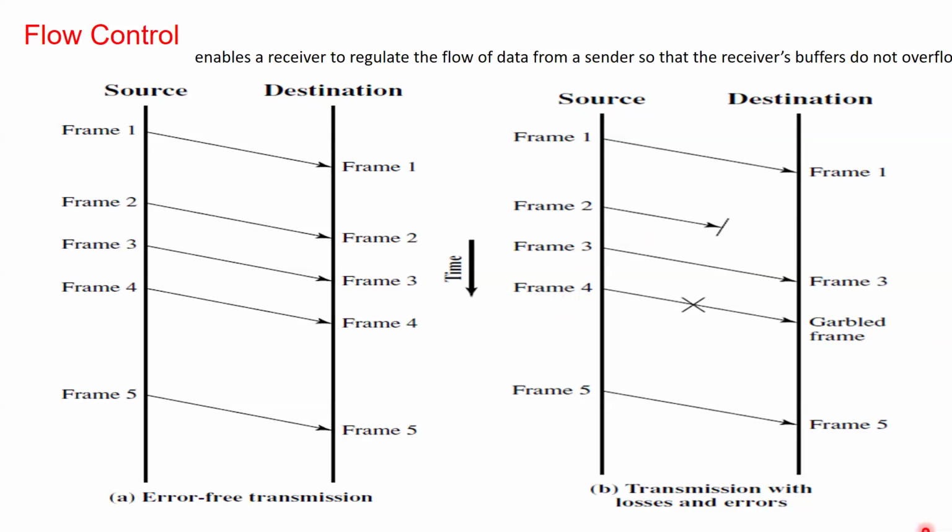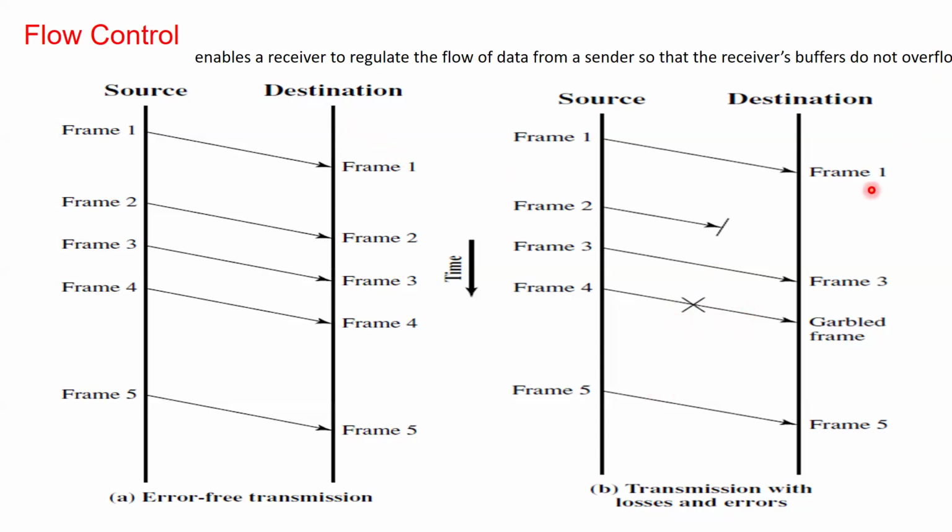Fine. So of the frames which we are transmitting, frame 2 and frame 4: frame 2 has an error, a loss, and frame 4 has an error, data lost here. The error is going to be detected in frame 4. This is the flow control.